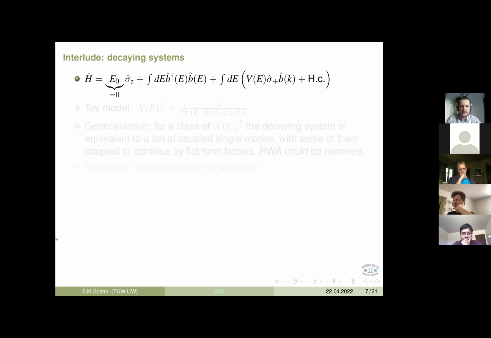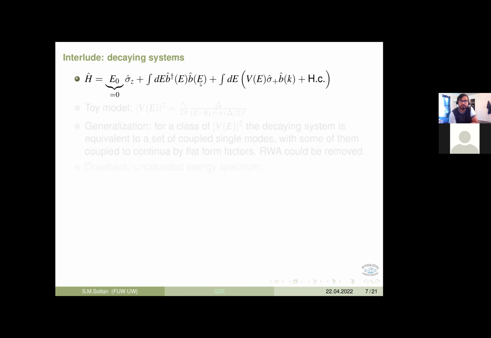So I start with the Fano-Anderson Hamiltonian, which is written here in the second quantization form. So we have some simple two-level system. Its Hamiltonian is expressed by simple Pauli matrices. Actually, I mostly neglected this term in my analysis. We then have some continuum of states, and then we have the coupling between this continuum and the two-level system.